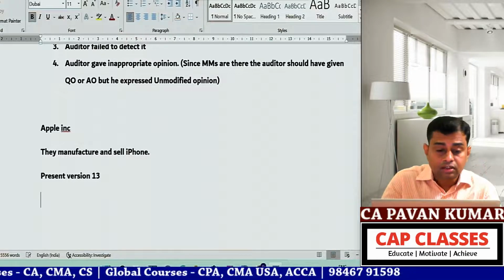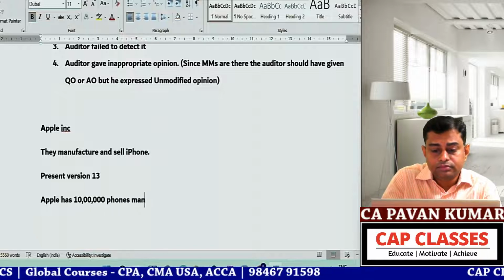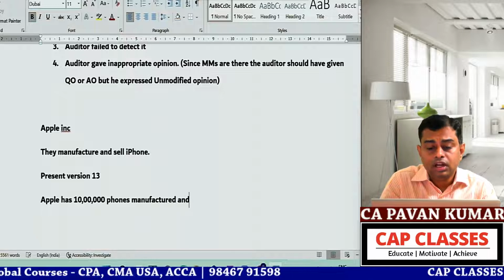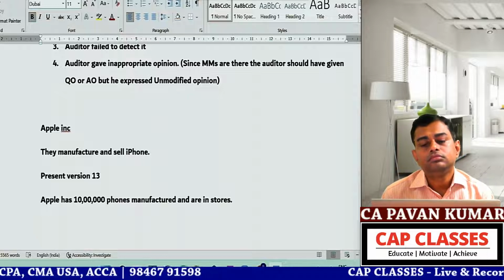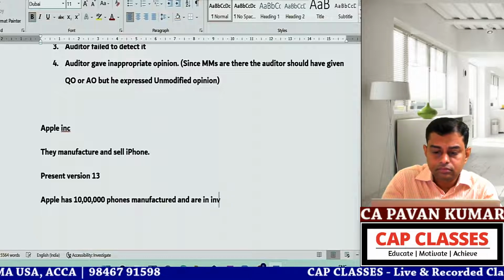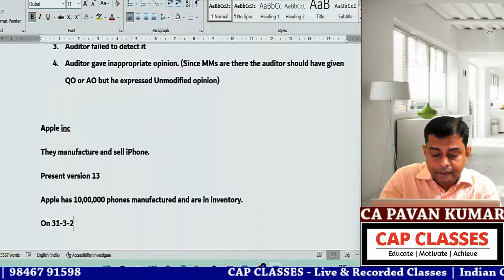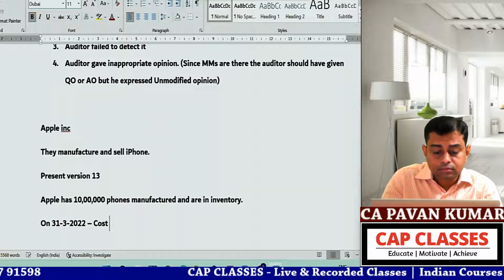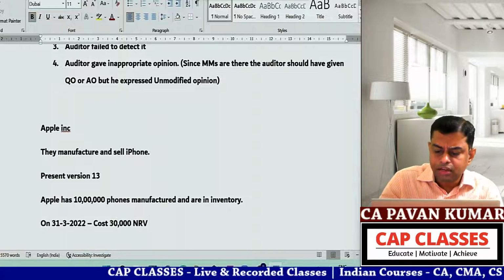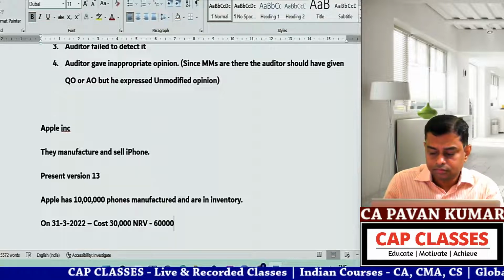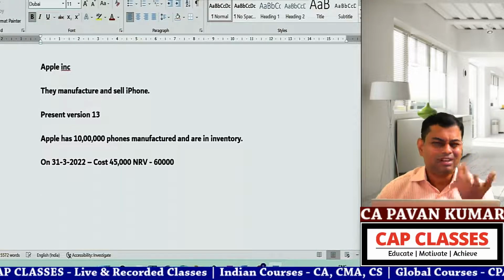Okay. Now imagine Apple has 10 lakh phones manufactured and are in godown, in stores. Okay, in inventory. On 31st March 2022, cost, say for example 30,000, net realizable value, say for example 60,000. Or say cost 40,000, 45,000. Just a numeric example. It need not make any sense.